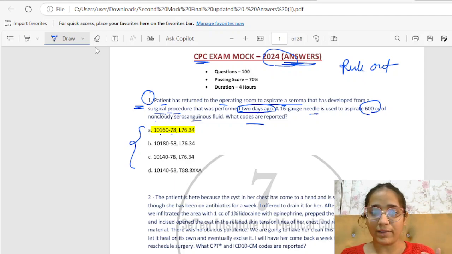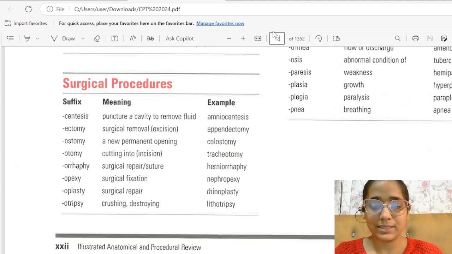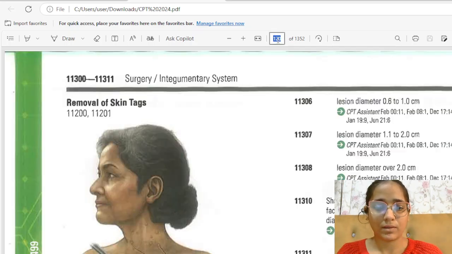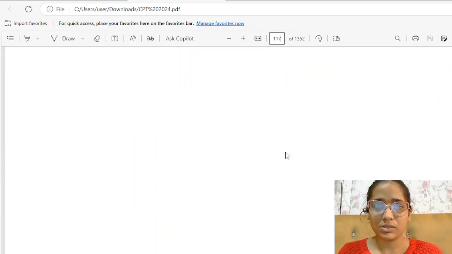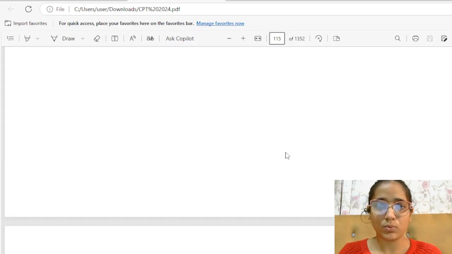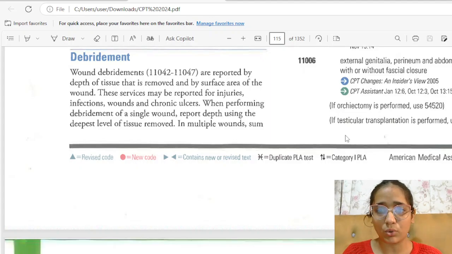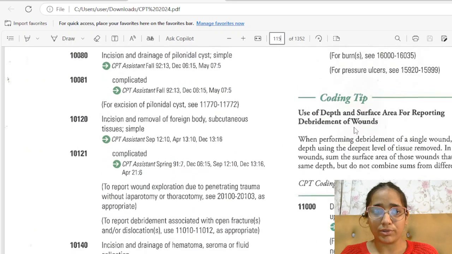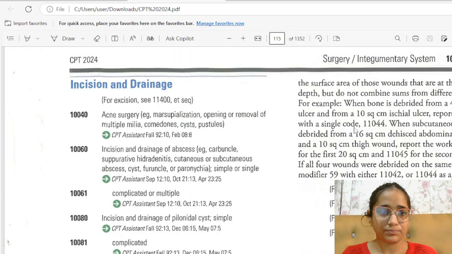Our codes are 10140, 10160 and 10180. Let's pull these codes in the manual. Scroll up and reach 10140. In the exam you will get the hard copy, so you don't need to scroll, but right now I don't have the hard copy to show you, so I prefer the PDF. So 10140, here we go.